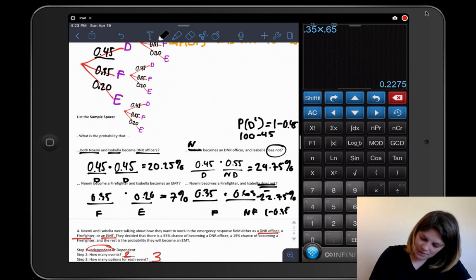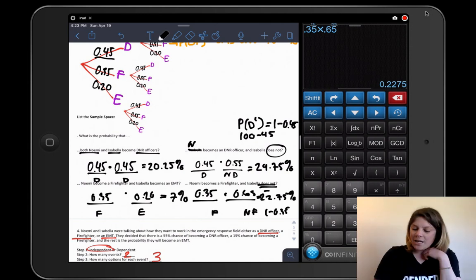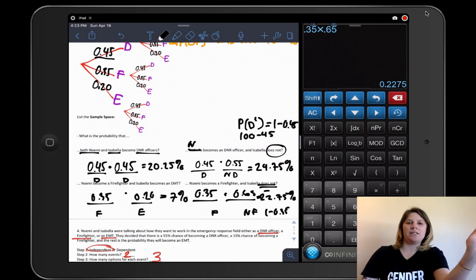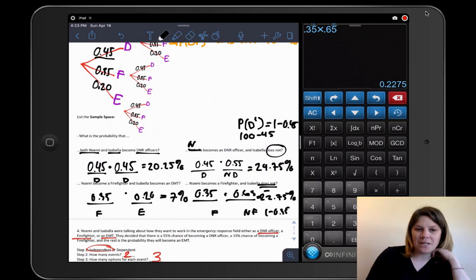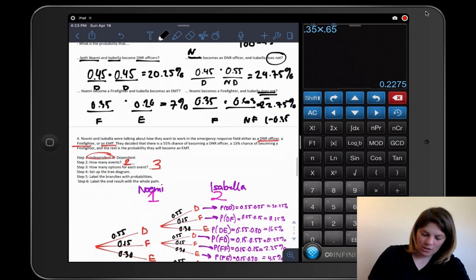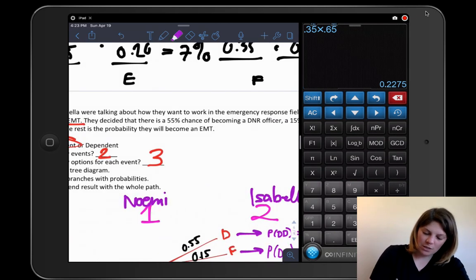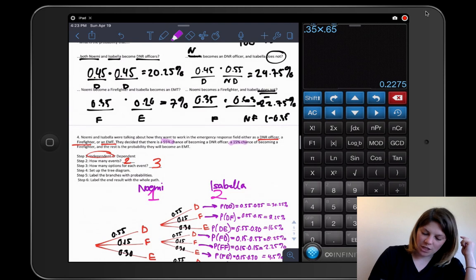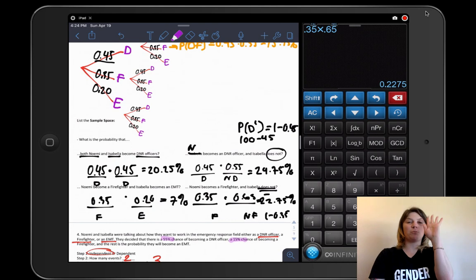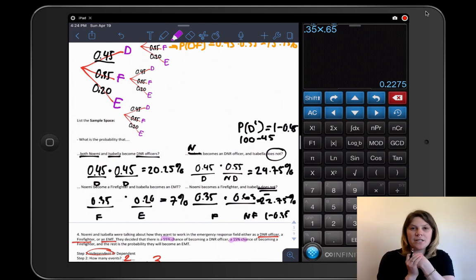22.75% is the answer to that question. Okay, so the next question is the same question, but again, it's adding another layer to it. It's the same exact scenario, but I changed all the numbers. So the only thing you need to be aware of as you're reading through is that these numbers have changed. So that means that the numbers on your tree diagram are going to change. So please pause, try to do the next one on your own, and then check your answer.